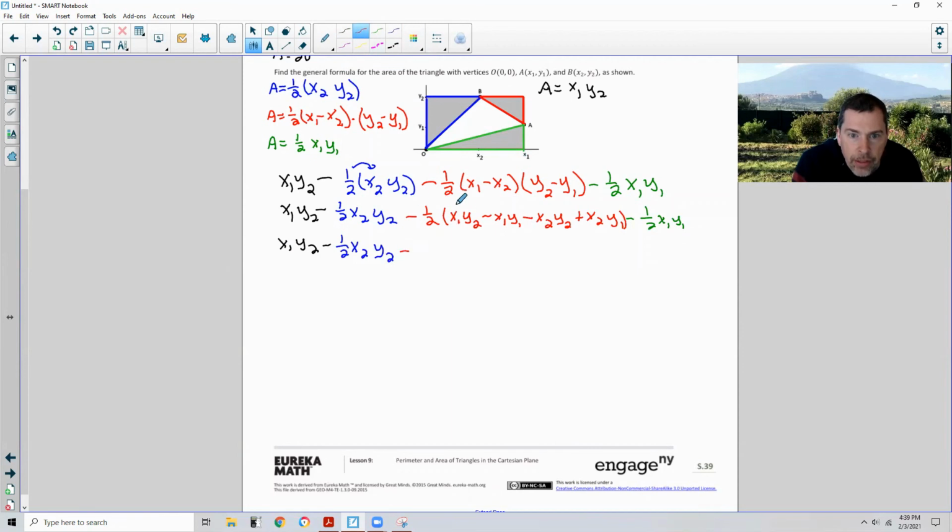minus, now I'm multiplying this throughout, distributing, minus times a positive is minus 1/2 x1, y2, minus times a minus is plus 1/2 x1, y1. Negative times a negative is positive 1/2 x2, y2. Minus times a positive is minus 1/2 x2, y1. And then finally minus 1/2 x1, y1.